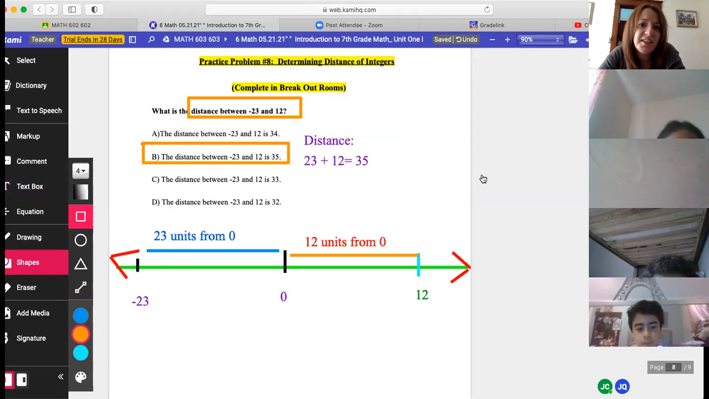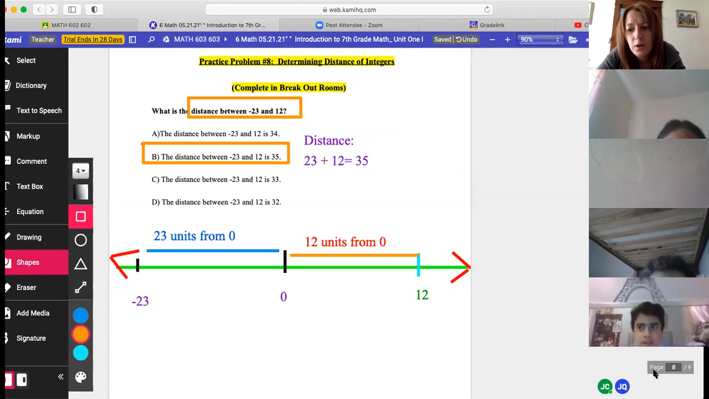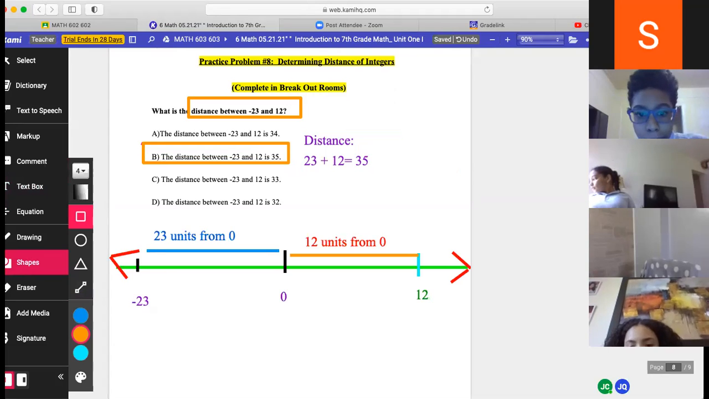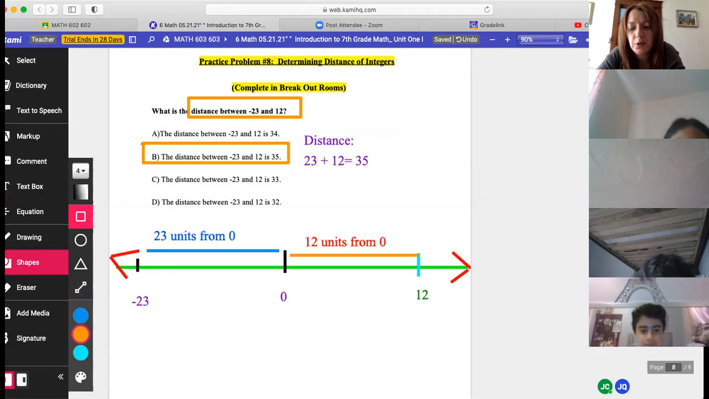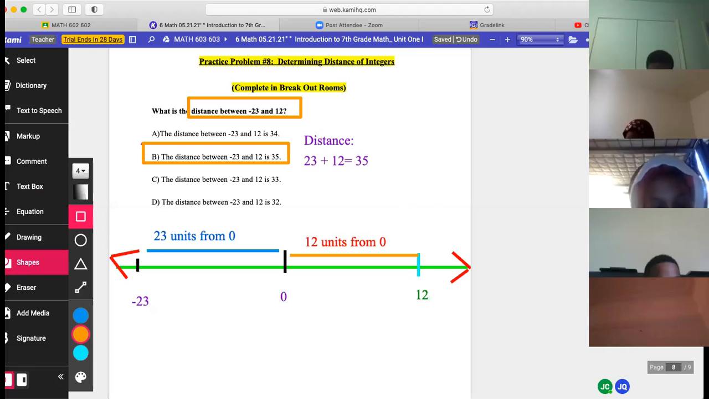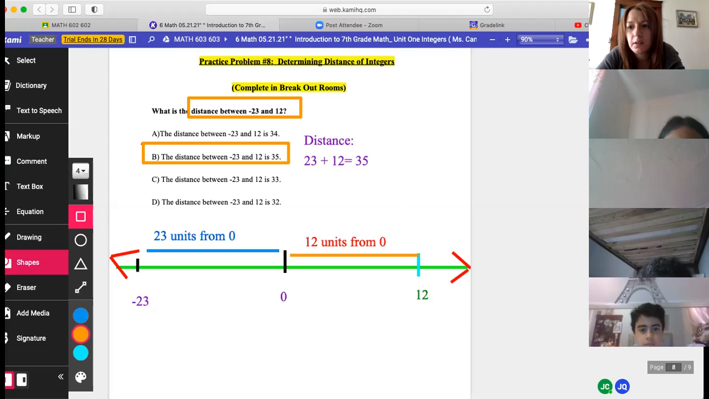You see, guys, it's not that bad, right? Integers, 7th grade math isn't bad, right? It's easier than what you thought. All the skills that we taught you are now coming in handy for 7th grade math. All right, let's continue on.